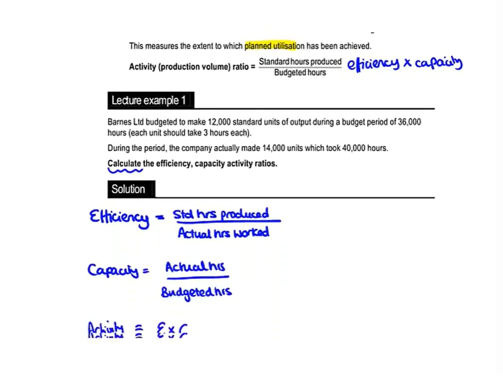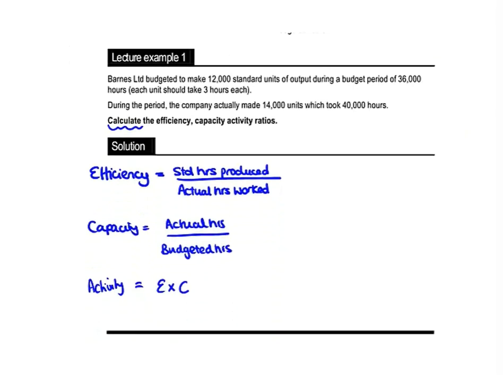If we start off with the efficiency ratio, we're looking at the standard hours produced. We're looking at the actual number of units, which was 14,000, and each one should take us 3 hours. So the company did 42,000 standard hours of work, and they actually did that in 40,000 hours. So we've got an efficiency ratio of 105%. We've worked at 5% above efficiency, 5% more efficient than we would have been expecting.